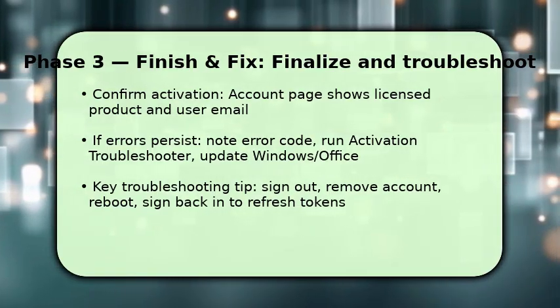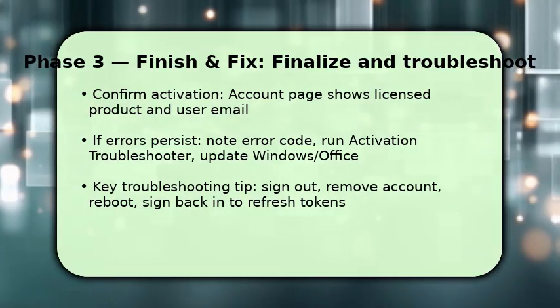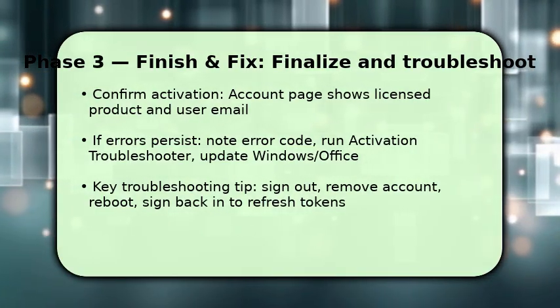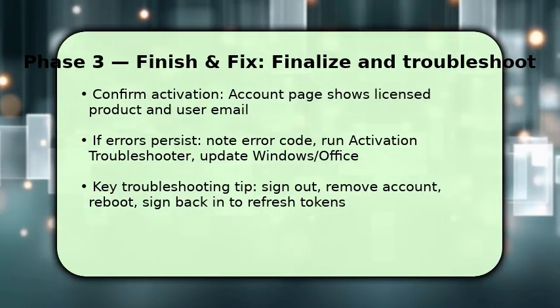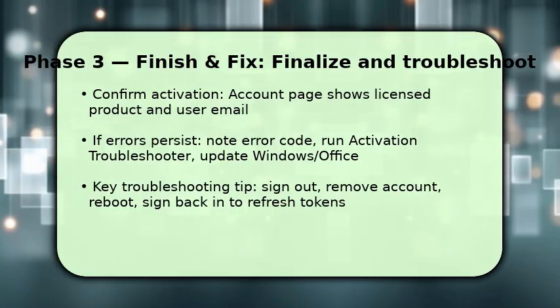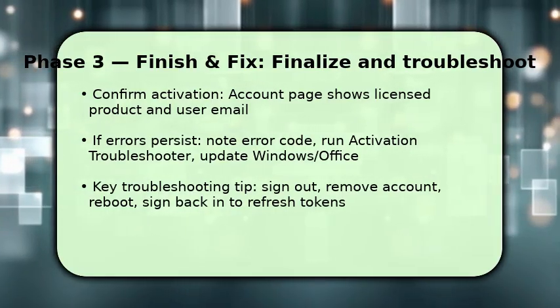If activation still fails, write down the exact error code, run the Microsoft Activation Troubleshooter, and install any pending Windows or Office updates because fixes often arrive in patches. Make sure to sign out of the Office account, remove it from Windows settings, reboot, and sign back in to refresh authentication tokens. This step resolves many lingering activation mismatches.